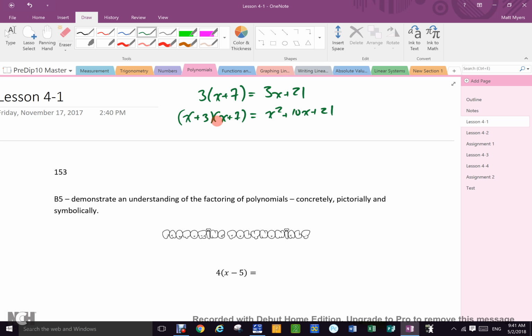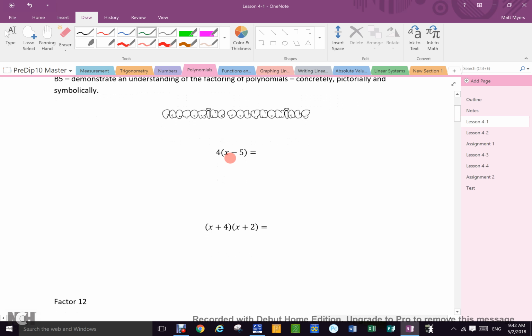Excellent. So, now let us go to the next step past expansion, which is going backwards, and that is factoring. We will start here. If I asked you to fill in this blank, what would you write? 4x minus 20. Why? What is this really?